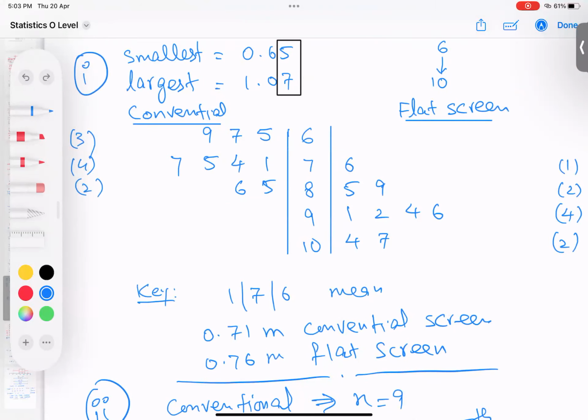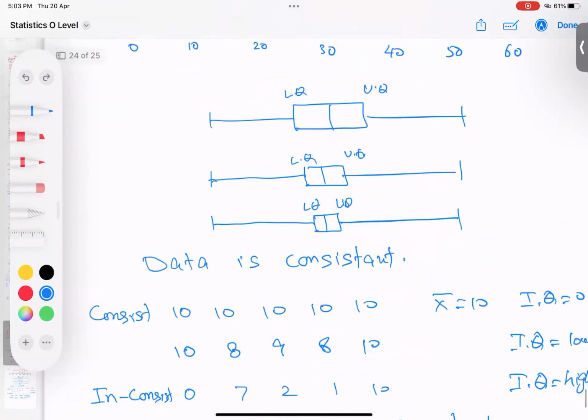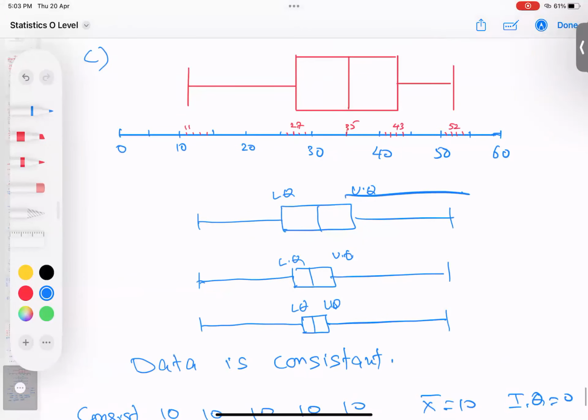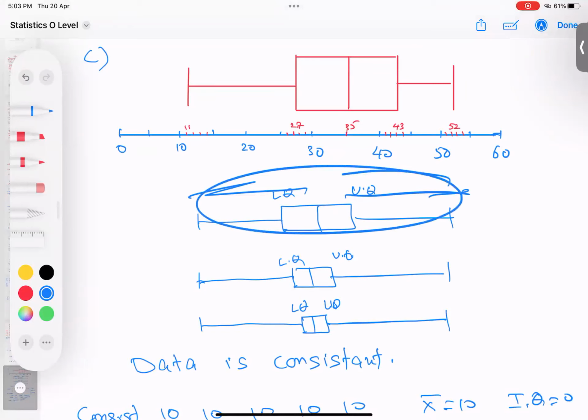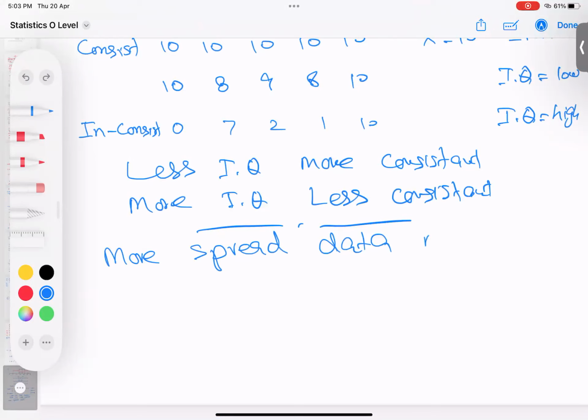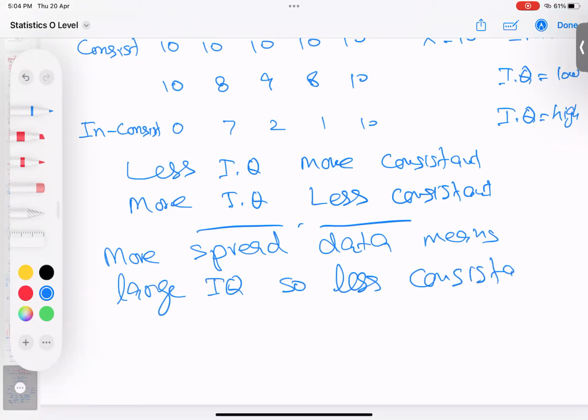Hold on, a very important line I'm writing here now. If data is more spread out, it means the interquartile range will be bigger. More spread data means a larger IQ, so less consistent data. I hope so.